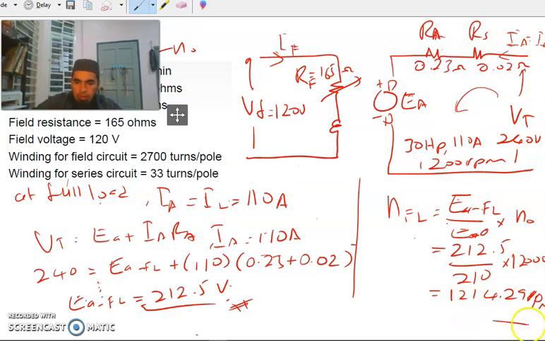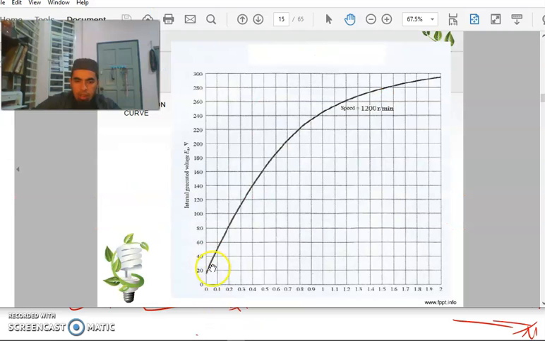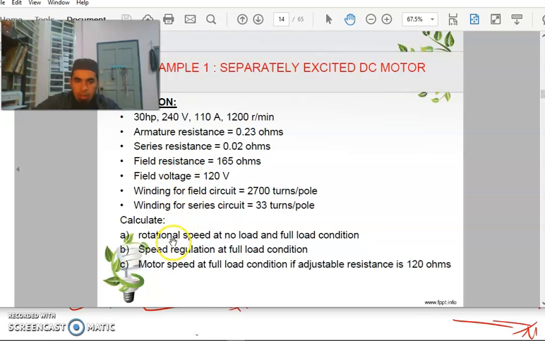So this is the parameter that we calculate for the question: rotation speed at no load and full load condition. So at no load, we found that the speed of the shaft is 1371.43. Meanwhile, at full load, the speed is reduced to 1214.29. So next, the question is: what is the speed regulation at full load condition?